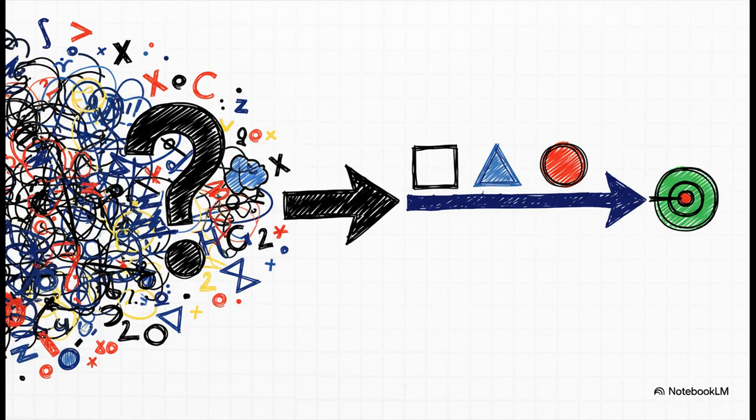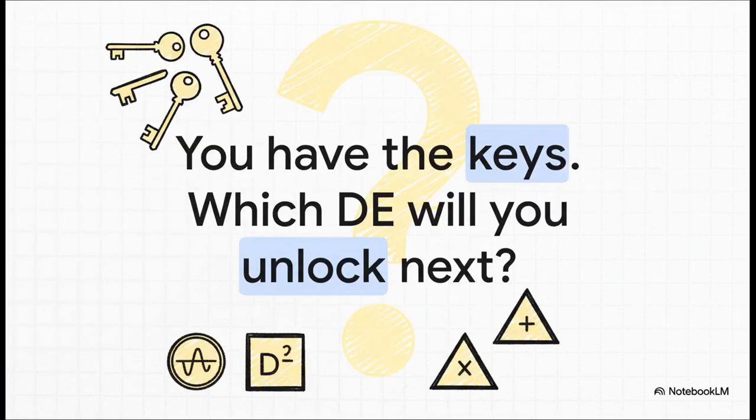Ultimately, what this method gives you is a total transformation. It takes that feeling of being lost, that confusion when you first see a complicated DE, and it replaces it with the confidence of knowing exactly where to start and the precise path you need to follow to get to the answer. You now have the diagnostic toolkit. You have the keys to unlock these equations efficiently, accurately, and without all the stress. So the only question left is, which differential equation are you going to go unlock next?